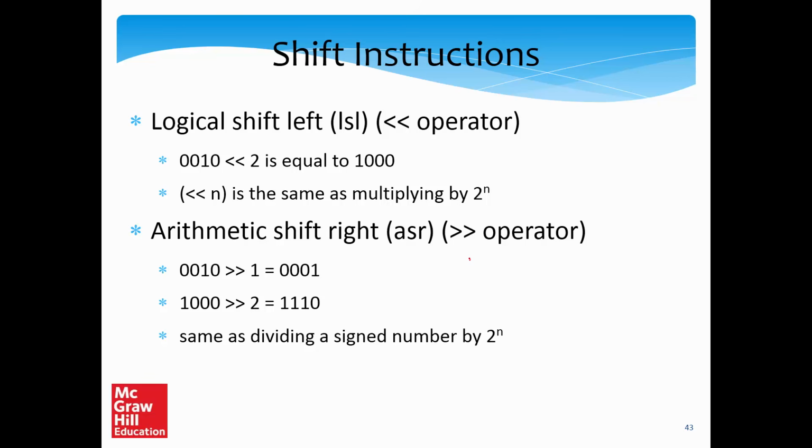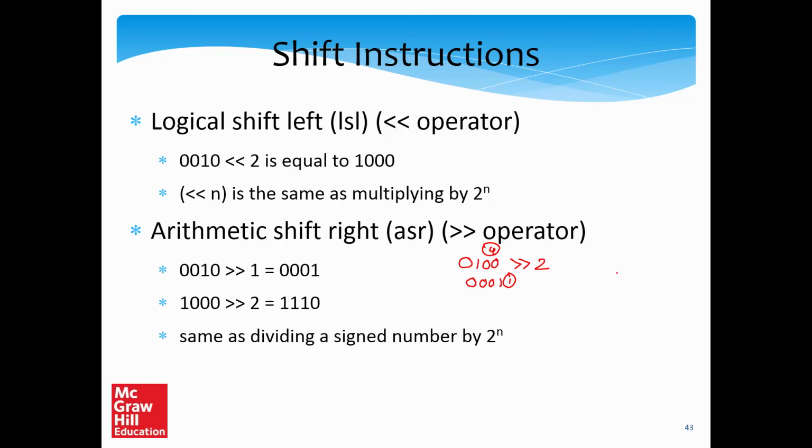Let's again consider a 4-bit system, and let's consider 0, 1, 0, 0. So this is equal to 4. Now let's right shift it by 2 positions. We'll get 0, 0, 0, 1. So this number was 4 and this number is 1. So we see that division holds.